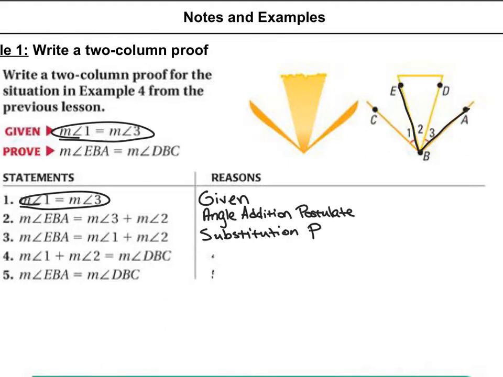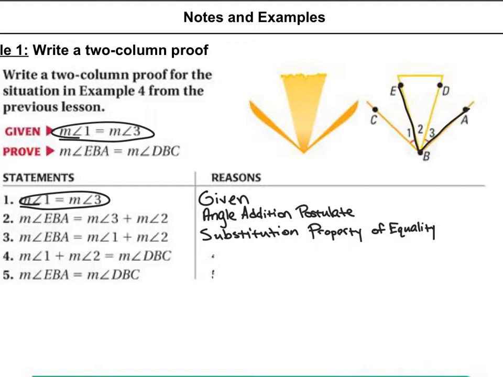Now one way of noticing that it's going to be a substitution property, proofs aren't always easy, is looking to see if pretty much everything is the same except maybe one angle has changed, one segment has changed. A lot of times that will be a substitution. You'll have an equal statement up here above, and then you'll see below where they substitute one in for the other.